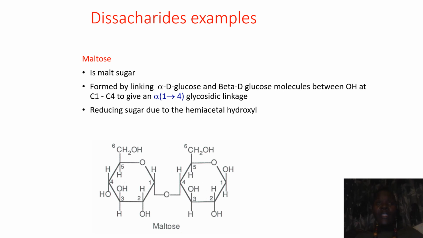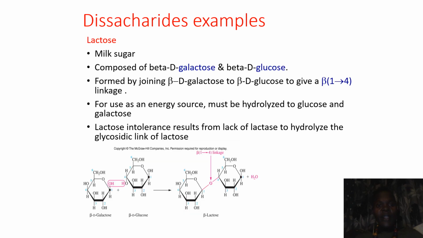If you look at the second monosaccharide component, which is the beta-D-glucose, there is an OH there. The presence of the OH gives it a property of being a reducing sugar. Lactose. I said this is milk sugar. The component in lactose is a beta-D-galactose and beta-D-glucose. So the first monosaccharide component has to be a beta-D-galactose. Then the second one has to be a beta-D-glucose.